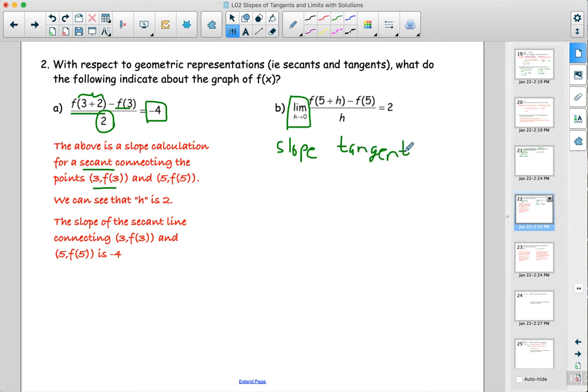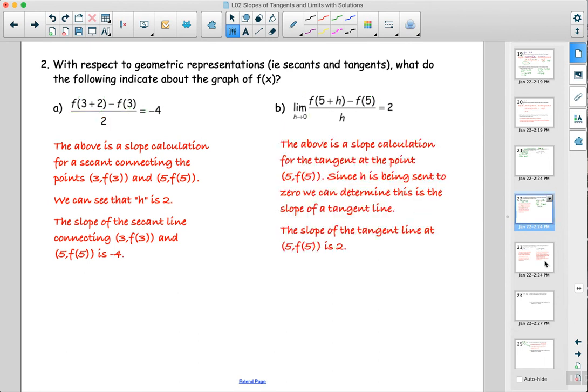And where is the tangent drawn? Well, I'm going to look here. The tangent is drawn at the point 5, f at 5. All right, so let's read the summary on this particular slide over here. The above is a slope calculation for a tangent. A tangent drawn at the point 5, f at 5. How do I know that? H is being sent to 0 right there, and I can see that the slope of that tangent is 2.